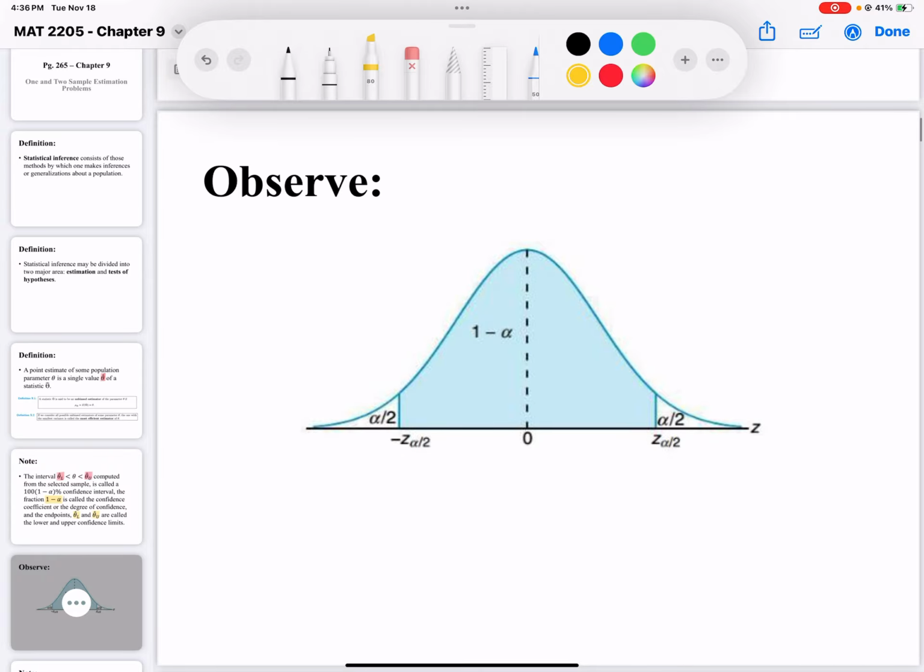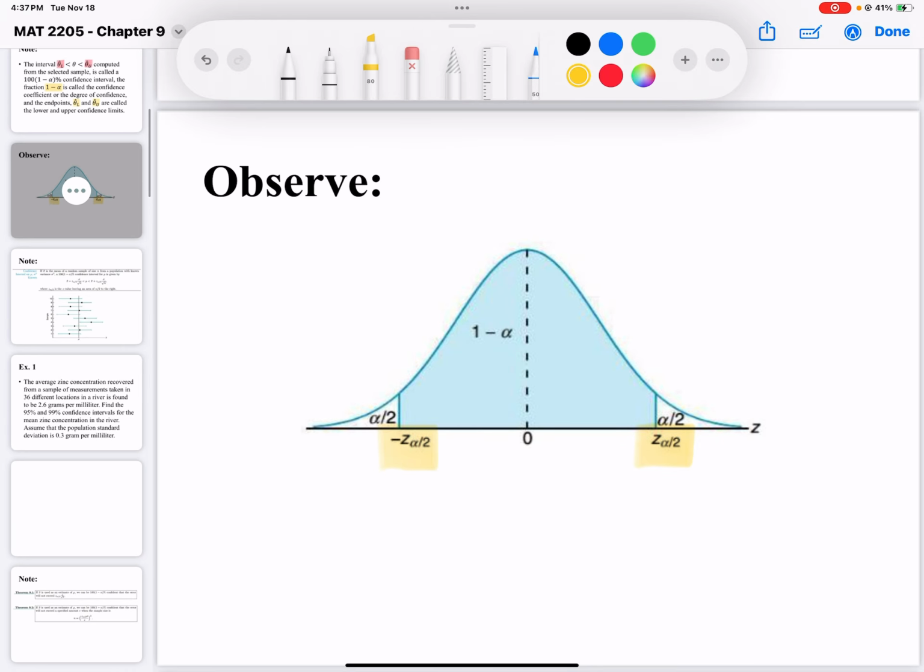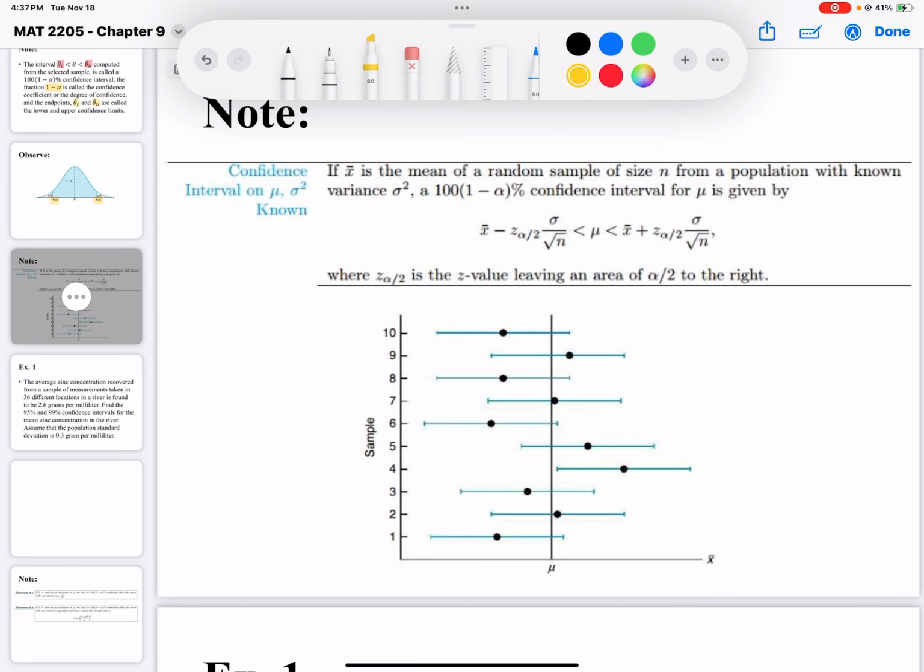Okay, here are our areas of concentration. Notice how we're going to be using negative z sub alpha, and we're also going to be using positive z sub alpha. Okay, so now we know what our mean is, right?